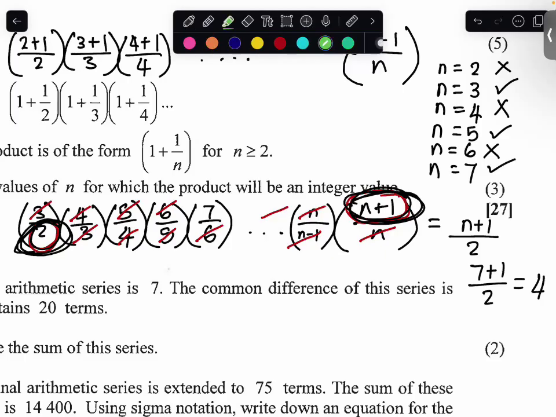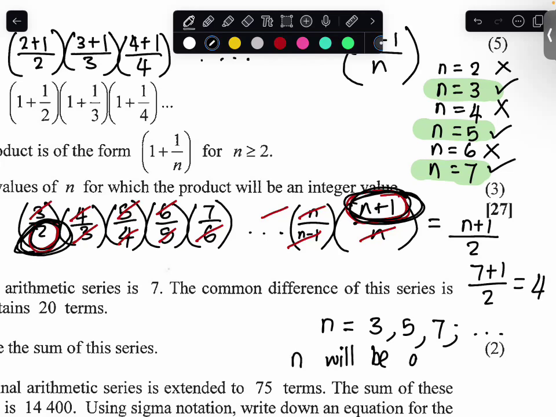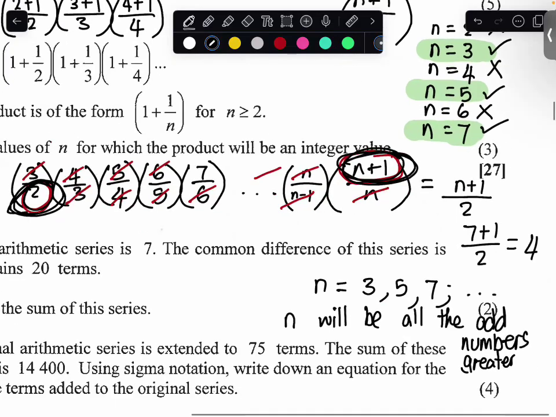So what we're noticing here is that all the odd numbers greater than 2 produce integers for this, n plus 1 all over 2. And so you can answer that n is equal to 3, 5, 7, so on and so forth, all the odd numbers. And you can make a final conclusion that n will be all the odd numbers greater than 2. Okay, I hope that made sense. All right.